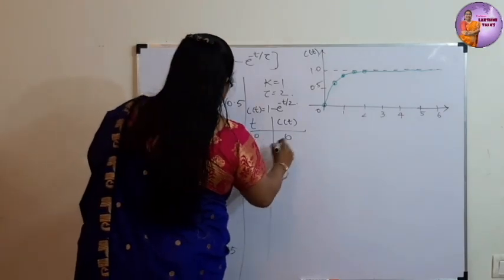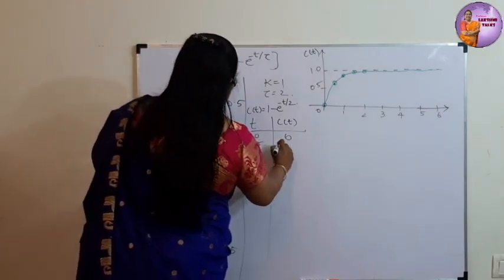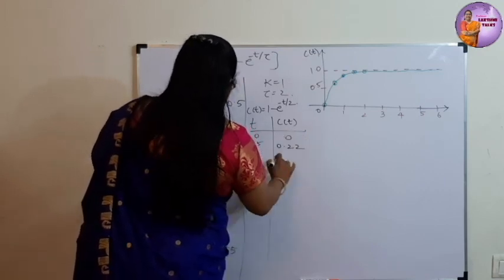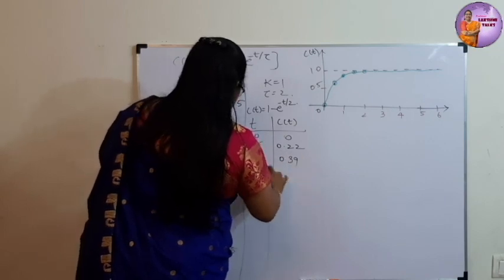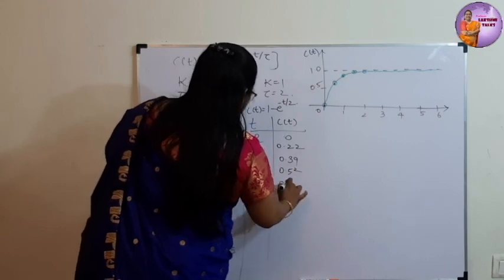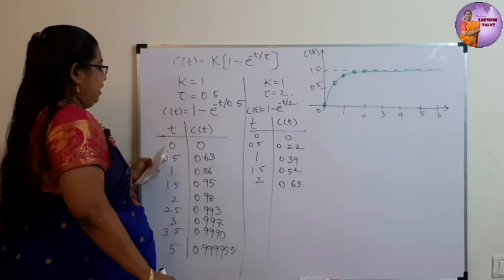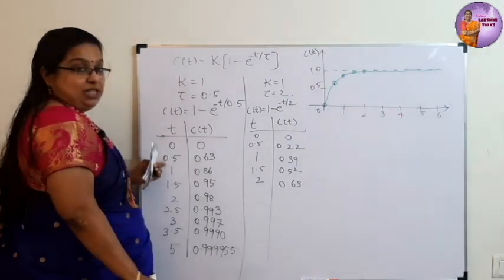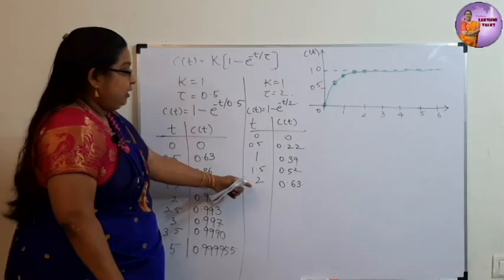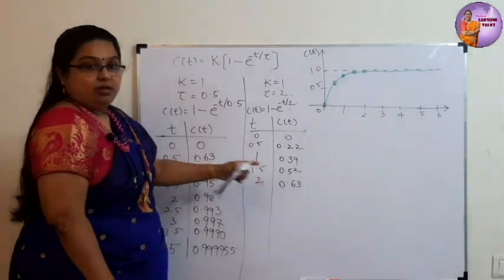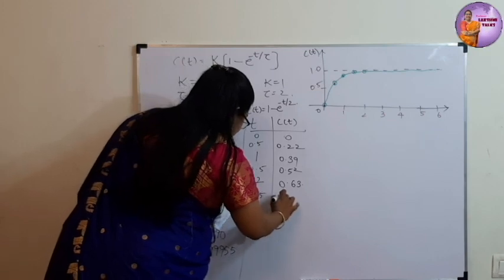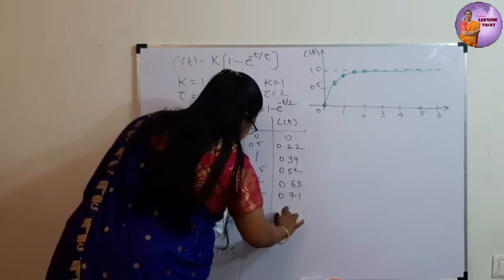For t equal to 0, it is 0. For 0.5, to your surprise, it is 0.22 only. For 1, it is 0.39. For 1.5, it is 0.52. Only for 2 does it reach 0.63. See here, at t equal to 0.5 seconds it had reached 0.63, but here only when time t reaches 2 has it reached 0.63. At 2.5, it is 0.71. At 3, it is 0.77.